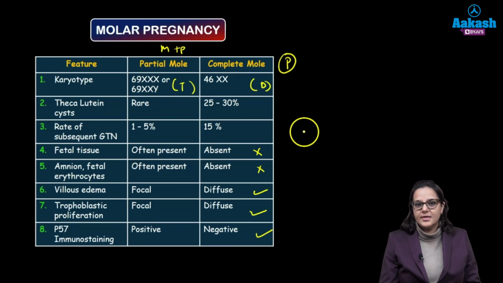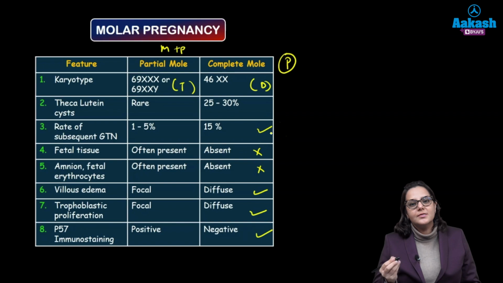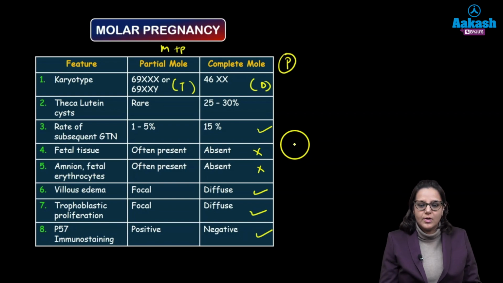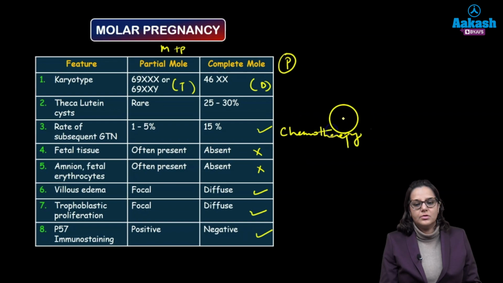Now there are increased chances of gestational trophoblastic neoplasia, which is 15% in complete mole and 1 to 5% in partial mole. They can also ask this question in a different manner: in which mole is there an increased chance that the patient might require chemotherapy? Again, in complete mole the patient might require chemotherapy. So the chances of needing chemotherapy are much more.